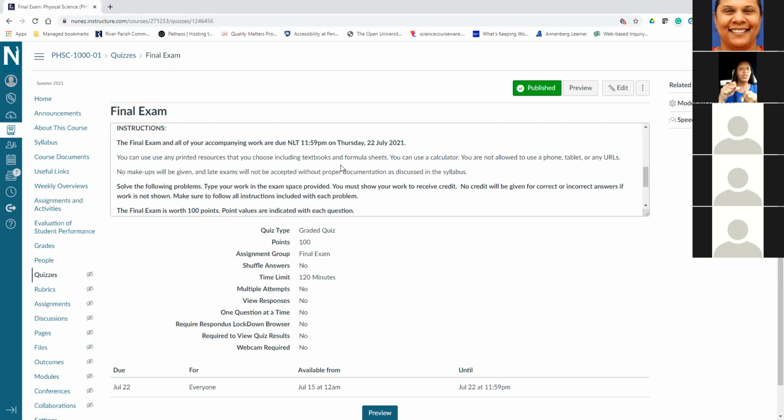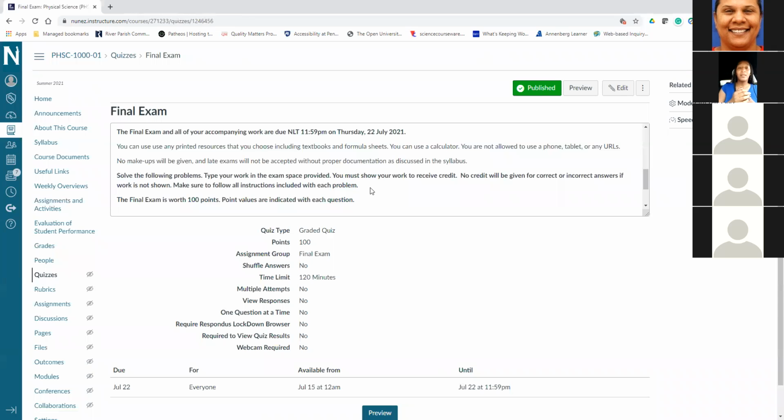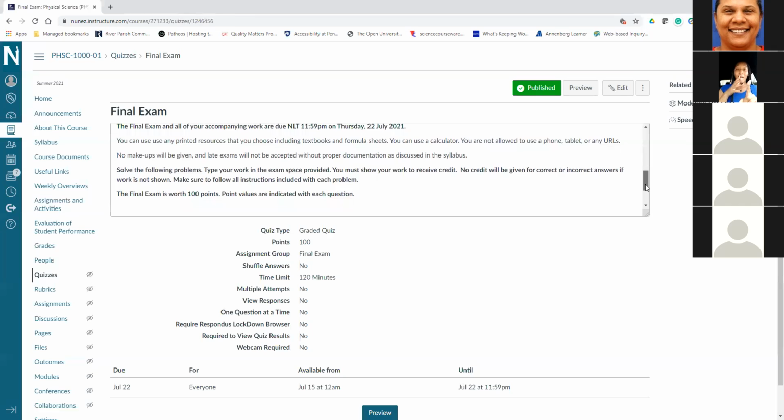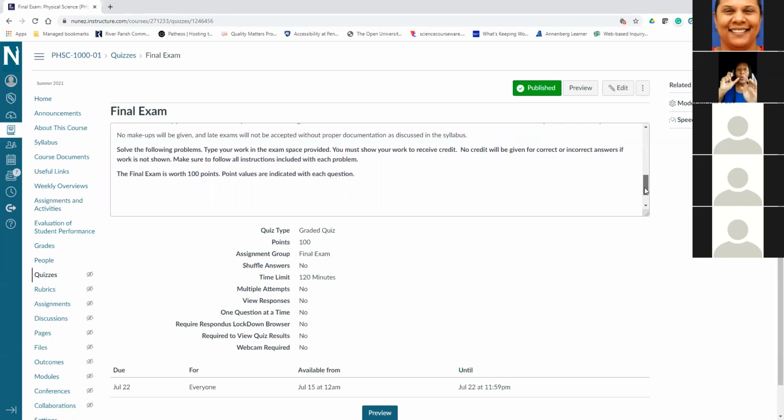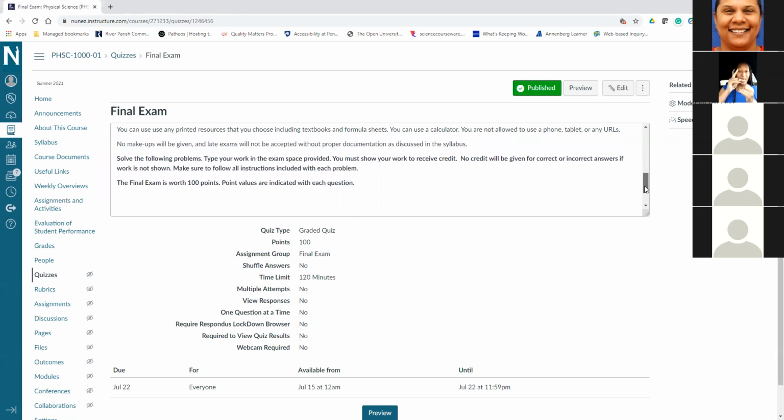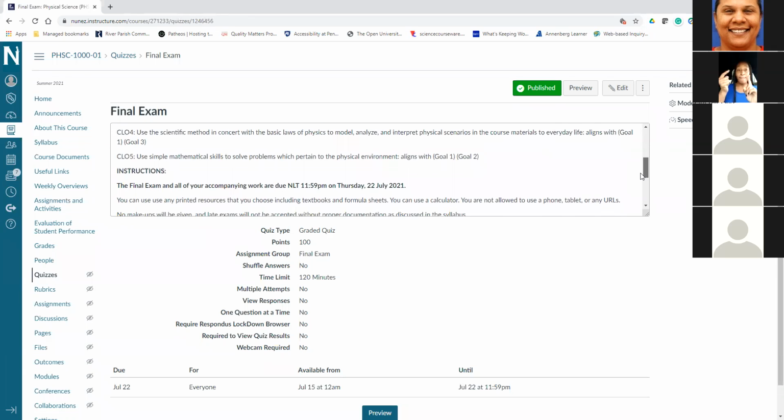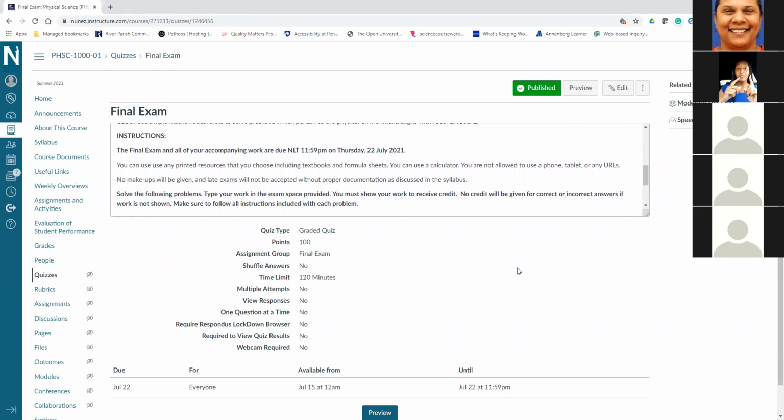Again, if you want to make up the exam, you have to have proper documentation as discussed in the syllabus and in the exam logistics. Be sure to solve the problems and type your work in the exam space. You must show your work to receive credit. No credit will be given for correct or incorrect answers if work is not shown. And make sure you follow all instructions included with each problem. The final exam is worth 100 points. The point values are indicated with each question. Those are your instructions. Any question about that?